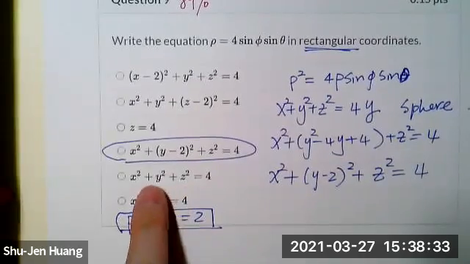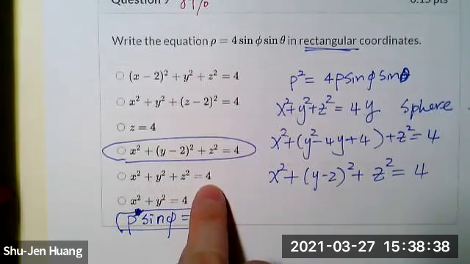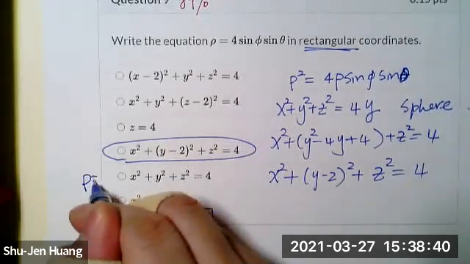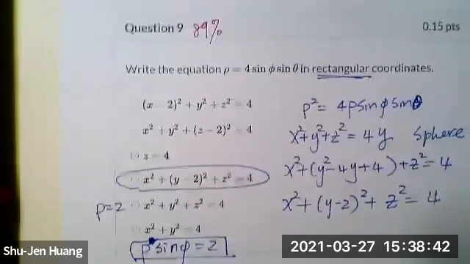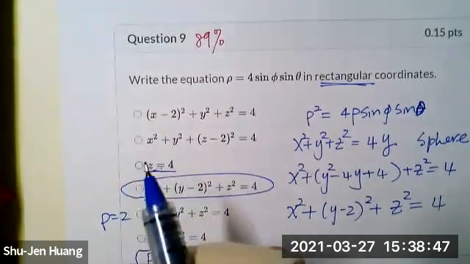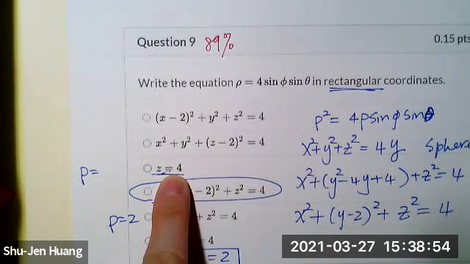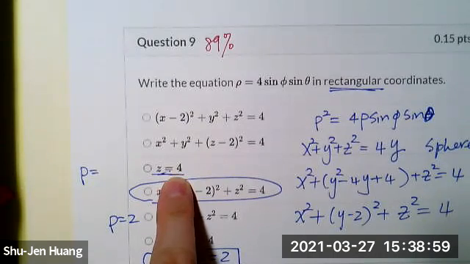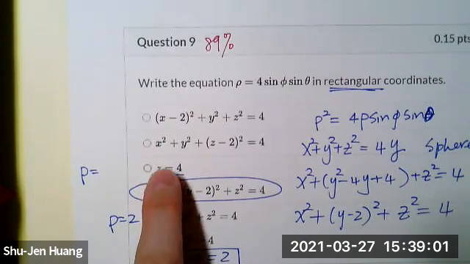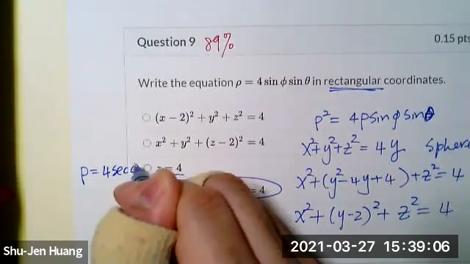All right. So for this one, x squared plus y squared plus z squared equal to 4, this is a sphere centered at the origin, so this is rho equal to 2. And this one is the horizontal plane. If you want to write it in spherical coordinates, z equal to 4 can be written as rho cosine phi equal to 4, so rho equal to 4 secant phi.